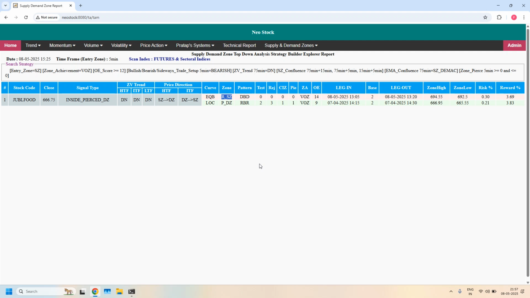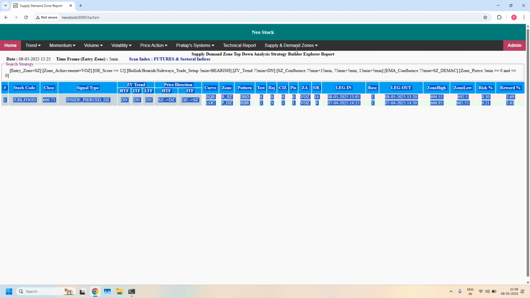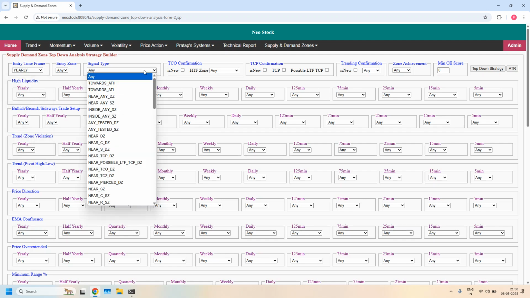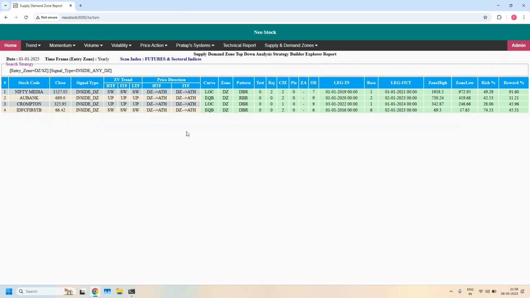So with this we have completed the income trade reports. Next we will generate finding the stocks near demand and supply zones, and for above daily time frame, price closed inside demand and supply zones also we will generate. So starting with yearly time frame, price closed inside the yearly demand zone, we got 4 stocks.